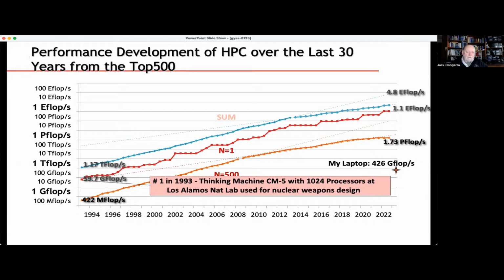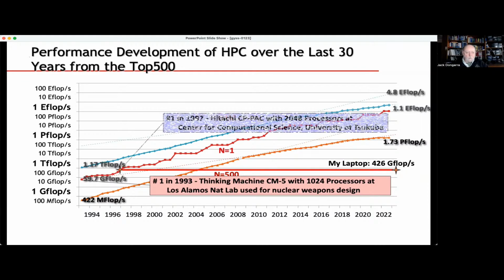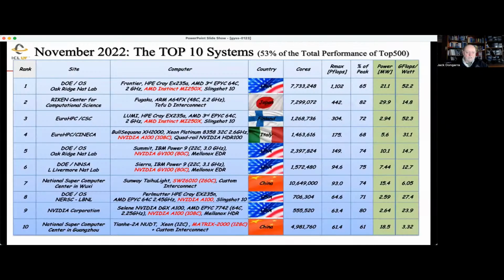I'm giving a talk on a laptop, and my laptop has the ability to solve that benchmark problem. And when I solve that benchmark problem, I get 426 gigaflops. So my laptop is really faster than that #1 machine back in 1993. In fact, it's equivalent to a computer that was #1 in 1997. It was a Hitachi machine with 2,000 processors at the University of Tsukuba that was used to do many numerical computations that were of importance to the people in Japan. So a lot has changed in a very short period of time, and that change is continuing today.